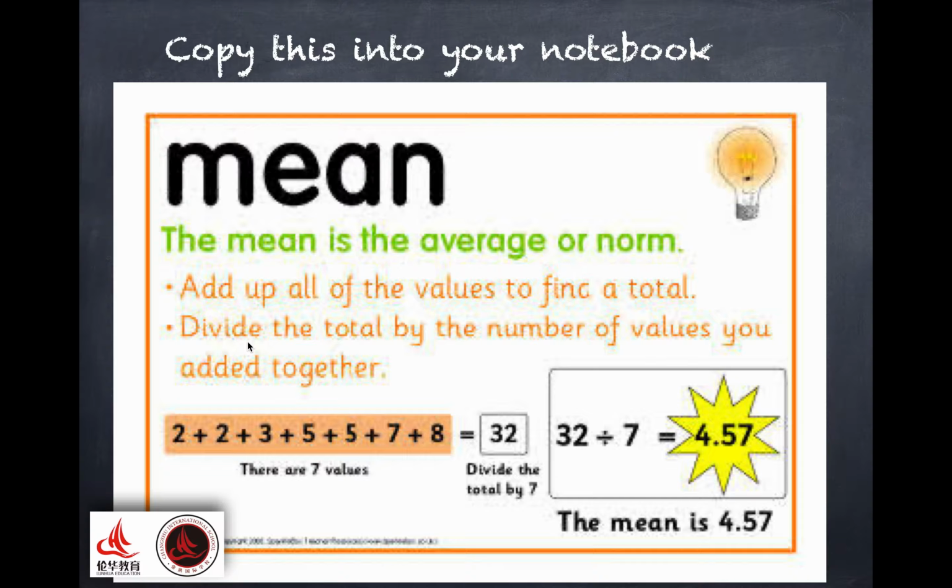There's an example here where you have all of these numbers. They have already been arranged from smallest to biggest. Then you add them up and divide by the amount of numbers you have. In this case, 32 divided by 7, which is 4.57. This is the mean in this example.